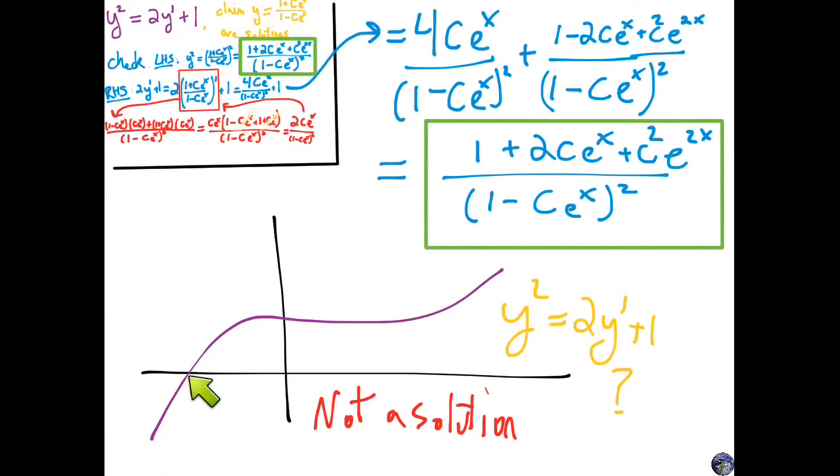But look at this graph. Now, I don't know what that derivative is, but whatever it is, it's not negative a half, because the slope of the tangent line there is positive. So this graph does not match this equation. So this graph is not a solution.